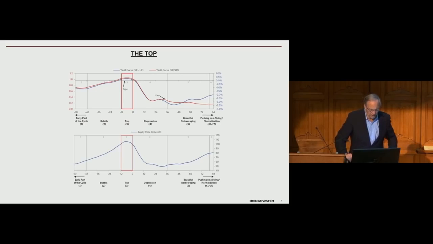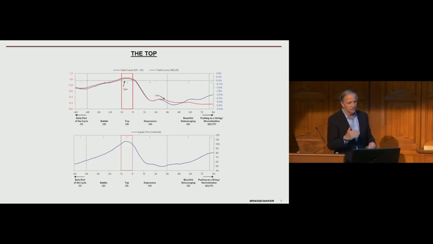But then we come to the next phase, which is the top. And the top of the phase is then the tightening of monetary policy. So I'm showing that in the red boxes there. And you could see then interest rates rising, short-term rates rising relative to longer-term rates, reflecting the tightening of the monetary policy.